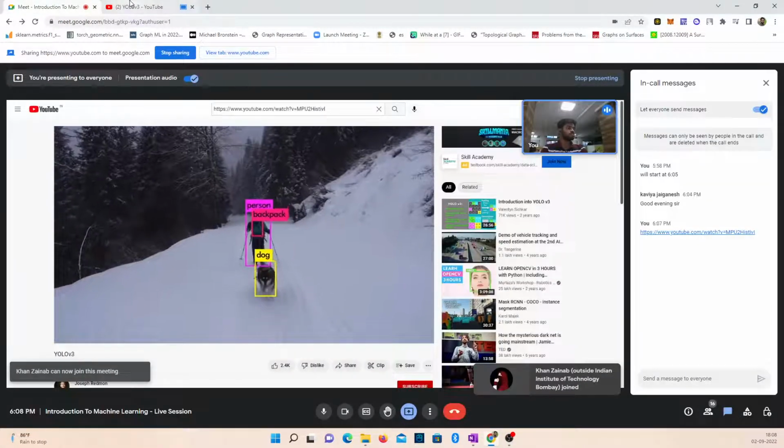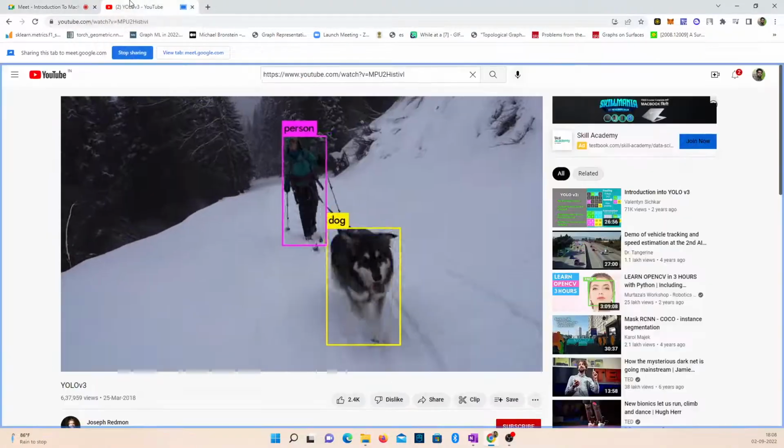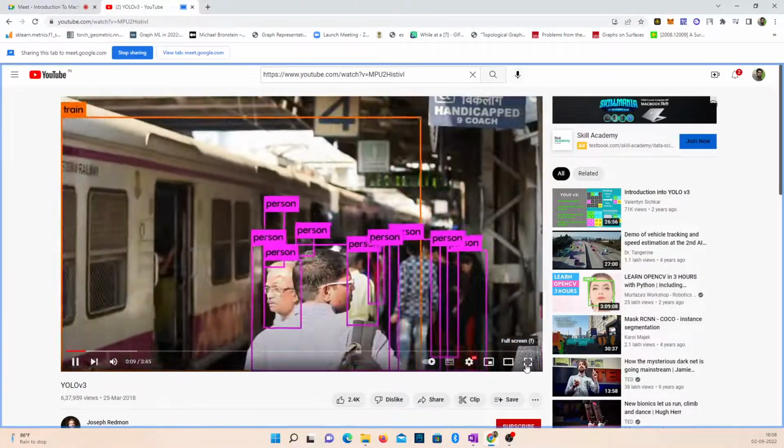So it is object detection. You can see that the object is getting detected in real time, almost with no delay.